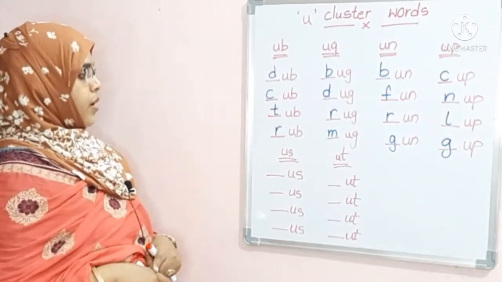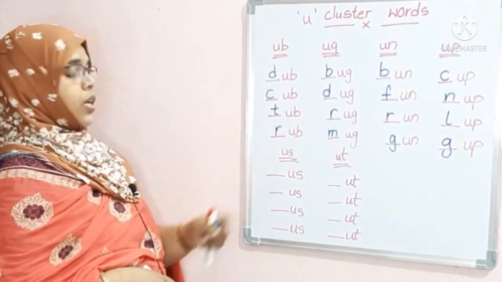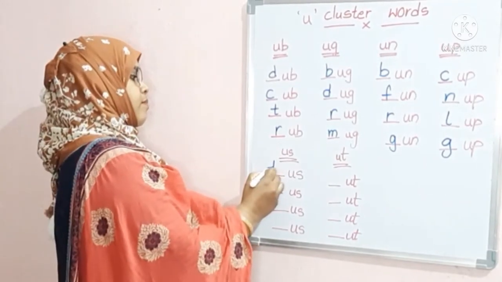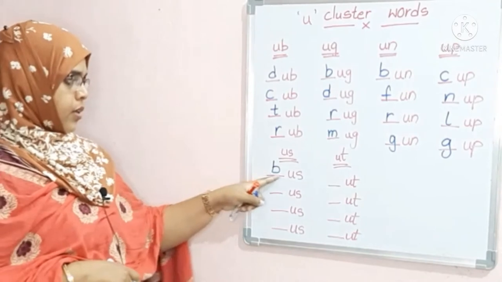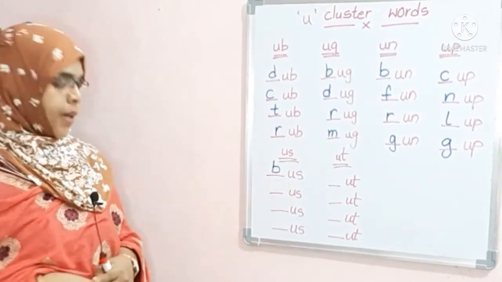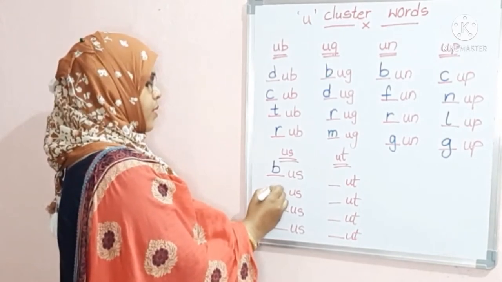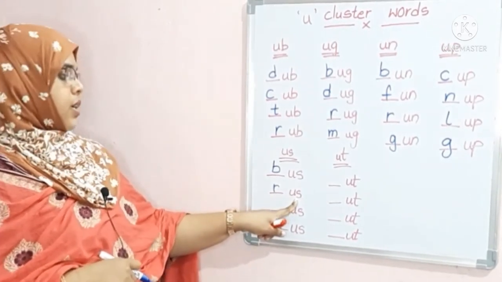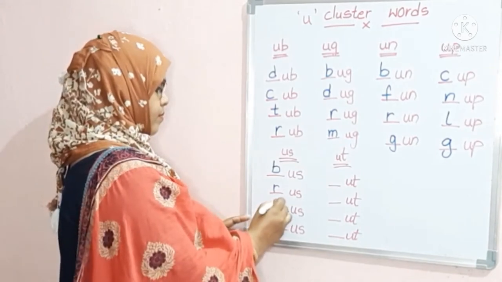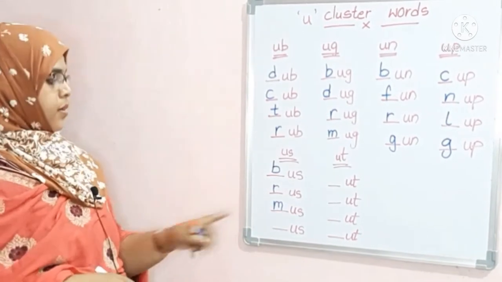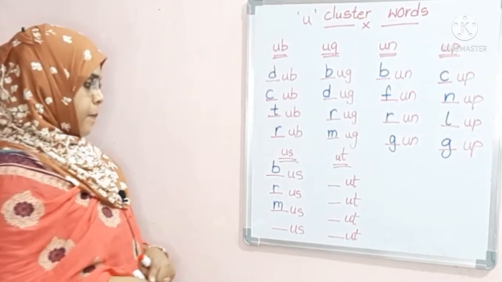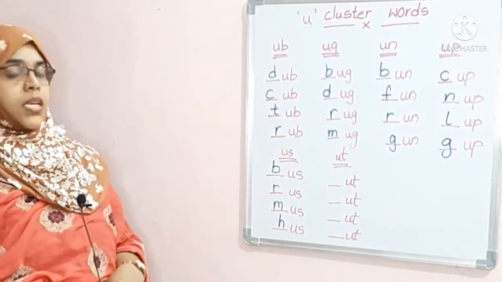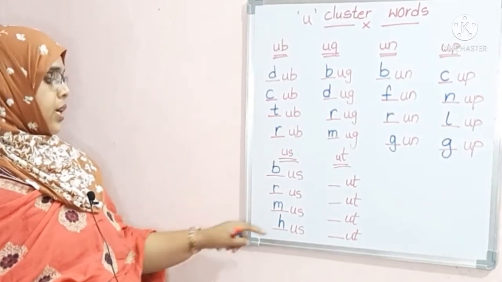Likewise, now if you are writing the different words using cluster US, US will be US. B, sound of B, B US becomes bus. R, R US becomes RUS. M, M US becomes MUS. This is H, H US becomes HUS. Bus, rus, mus, hus. Okay.